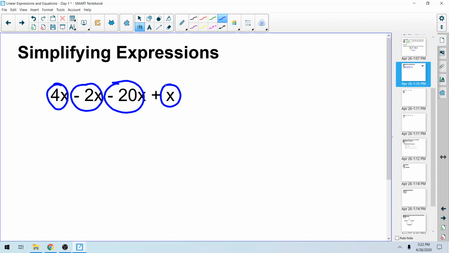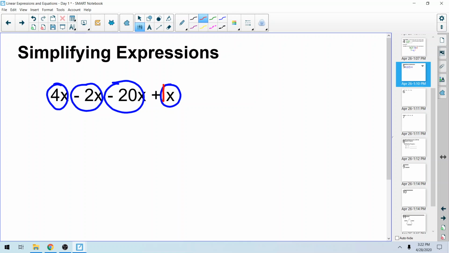Now, kind of think of this as like 4 apples minus 2 apples minus 20 apples plus an apple. Now, notice how I worded that. At the end here, we just have an x, so it's 1x or 1 apple because there's no coefficient there, so there's just one of them. Okay, so if it helps you out, put a 1.